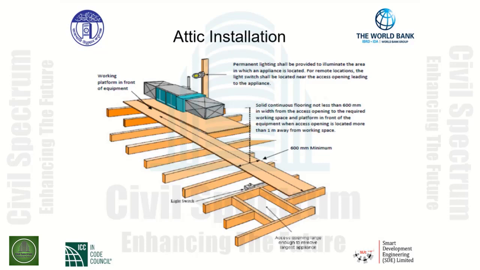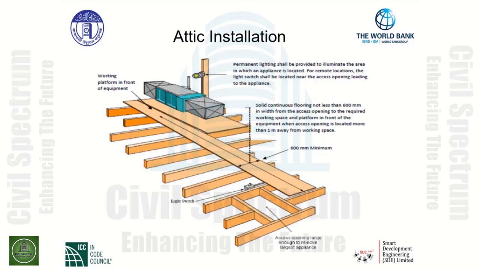As seen here, we've got a lighting fixture or a luminaire in this particular location where the service personnel can clearly see the appliance and provide enough illumination for servicing of that appliance. For remote locations, the light switch shall be located near the access opening leading to the appliance. Therefore, as we can see again at the access opening, we have the location of the light switch.